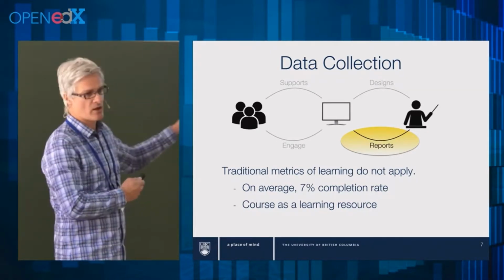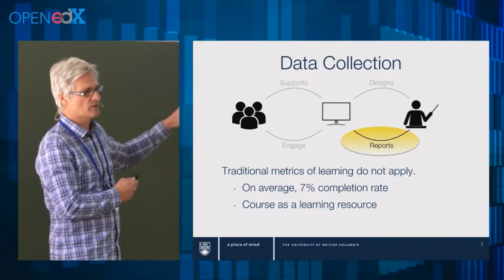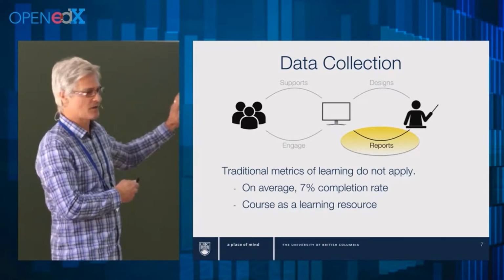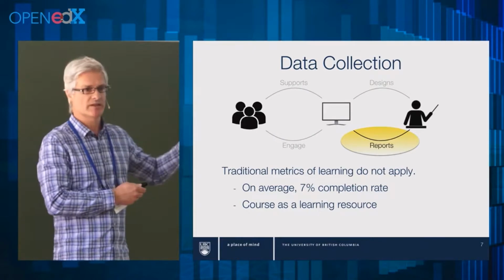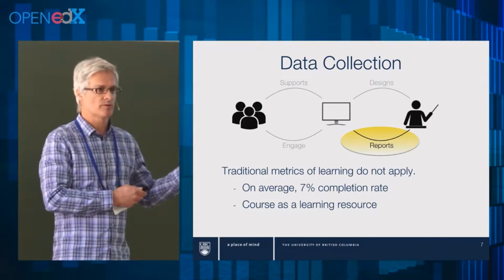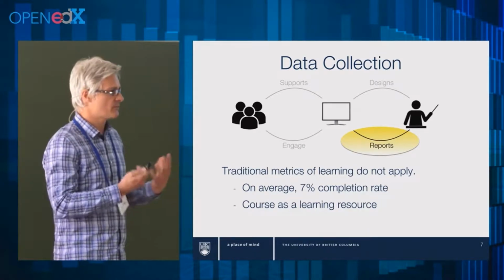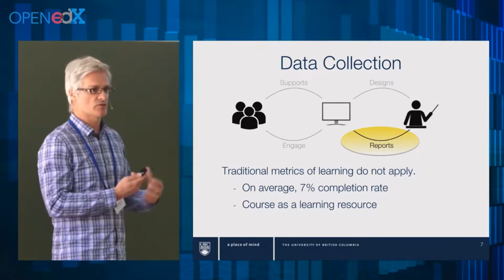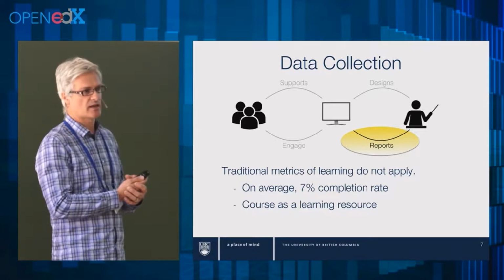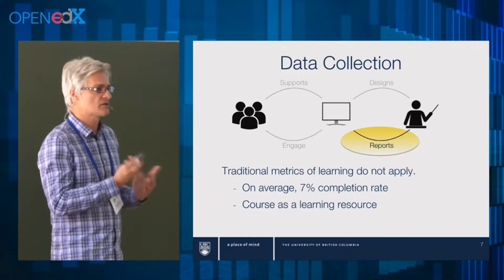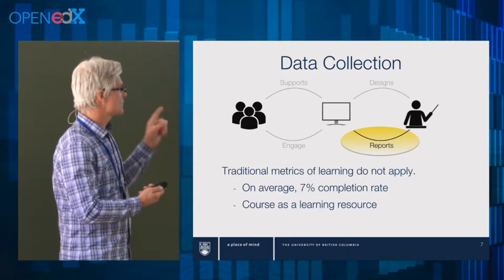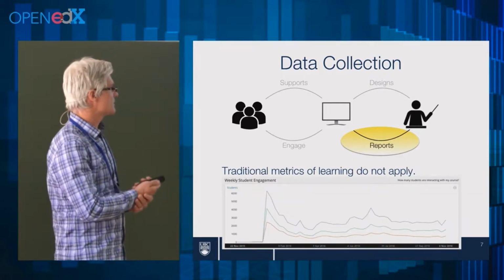On average, only 7% of people, at least according to the stats that Ido has, actually complete a course. But is that really a problem? In many ways, in a MOOC context, the course is treated for many people as more of a learning resource than it is a course that they need to complete. That's not necessarily the goal that they have. So traditional metrics may not be the most useful.